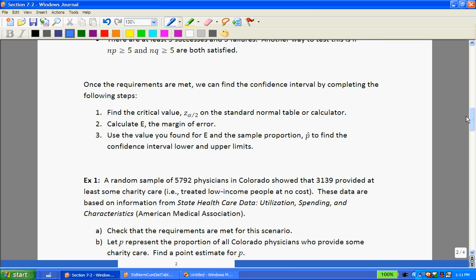The second step, calculate E, the margin of error. Once you have that z value, you're going to multiply by the square root of p hat q hat over n. And third, use that value and the sample proportion p hat to find the confidence interval lower and upper limit, so what that range is. So let's try this out with an example.